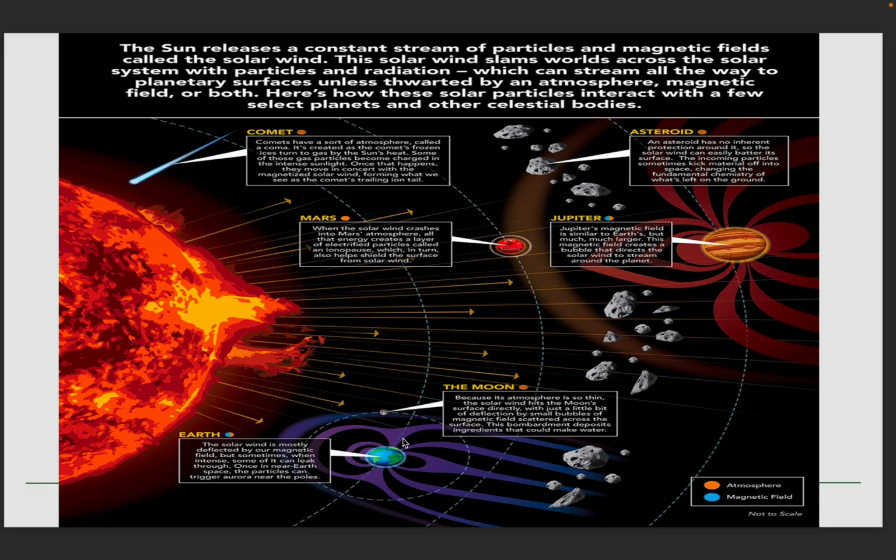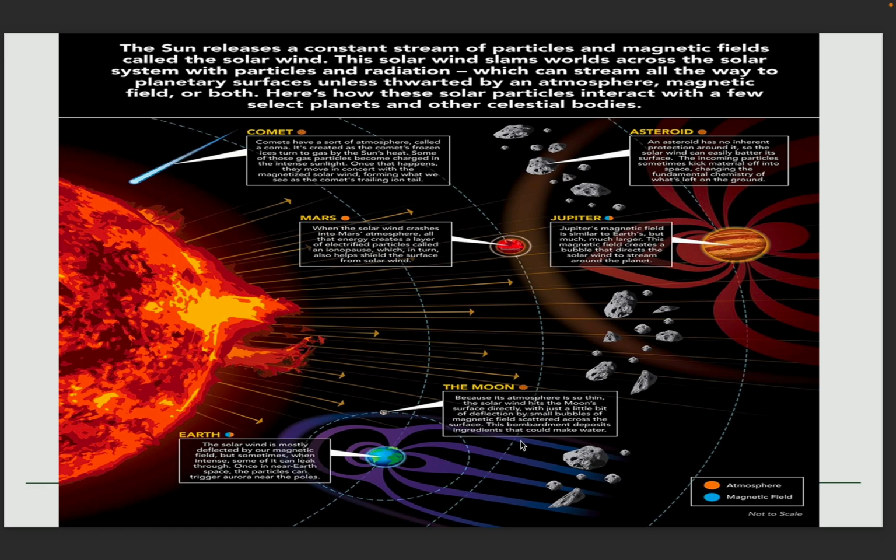latitudes. And for the moon, because the atmosphere of the moon is so thin, the solar wind hits the moon's surface directly, with just a little bit of deflection by small bubbles of magnetic field scattered across the surface. This bombardment deposits ingredients that could make water.